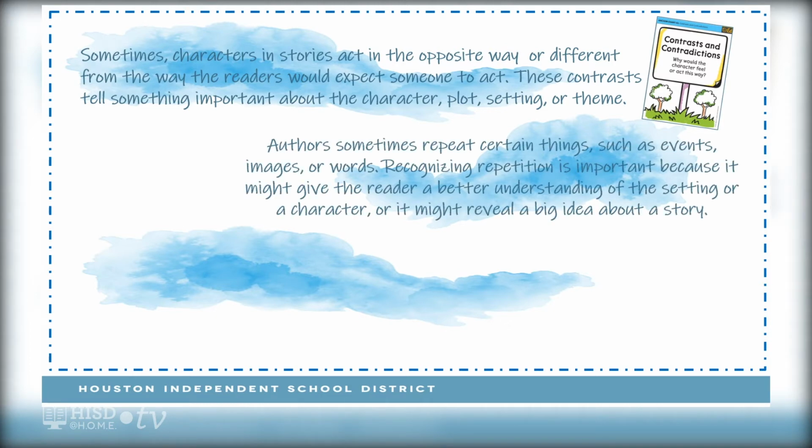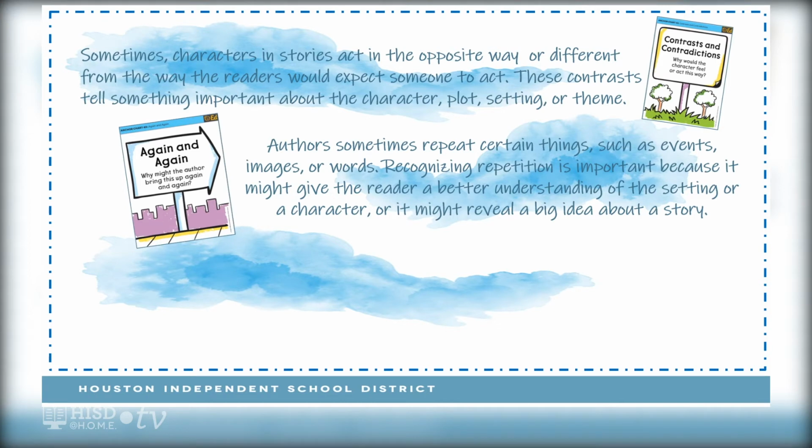Authors sometimes repeat certain things such as events, images, or words. Recognizing repetition is important because it might give the reader a better understanding of the setting or the character, or it might reveal a big idea about a story. This signpost is called again and again. Why might the author bring this up again and again? That's a question you ask when you notice and note something that is repeated in a text.